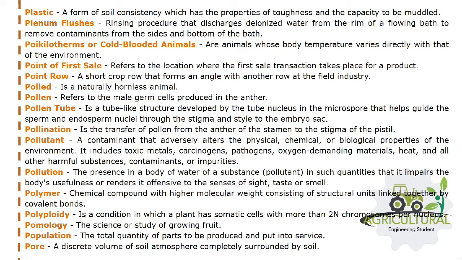Point of first sale refers to the location where the first sale transaction takes place for a product. Point row, a short crop row that forms an angle with another row at the field end. Polled is a naturally hornless animal. Pollen refers to the male germ cells produced in the anther.